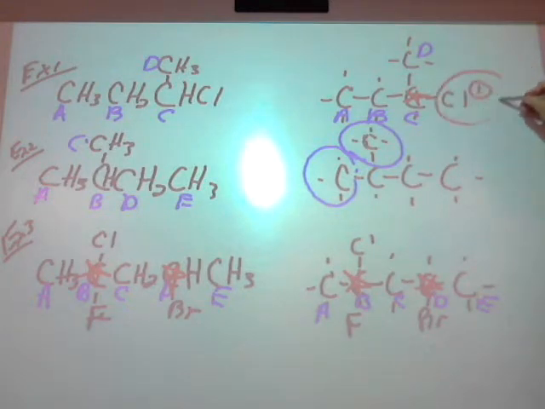So this chlorine atom is number 1. So put a little 1 by them, circle him. Told you it's going to get messy. Here's where it gets messy.